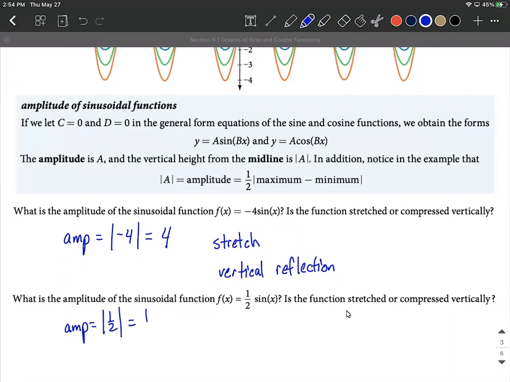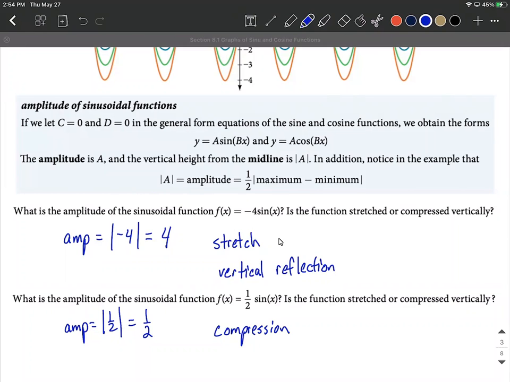But to answer the question, has it been stretched or compressed vertically? Because this is a number between 0 and 1, we would classify that as a compression. A number bigger than 1, we call a stretch. A number between 0 and 1, we call a vertical compression. Basically, this goes up to 1/2 and down to -1/2, because the amplitude is 1/2.